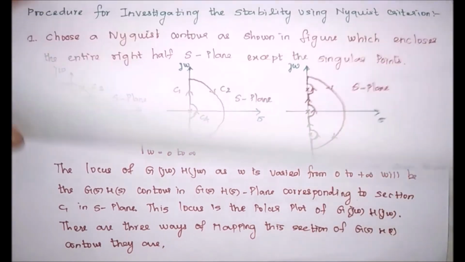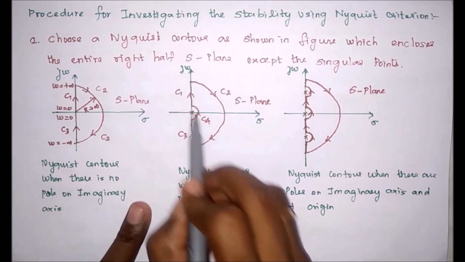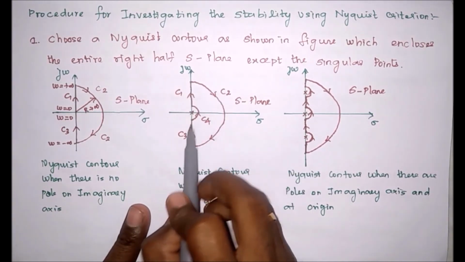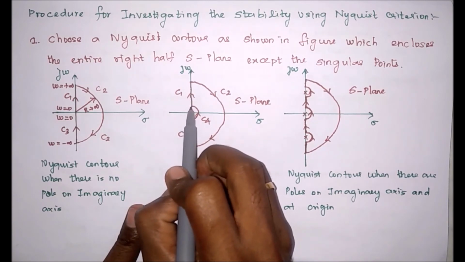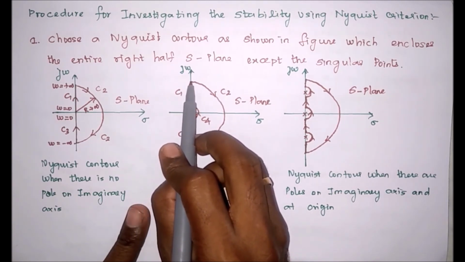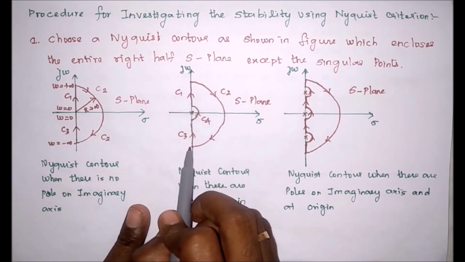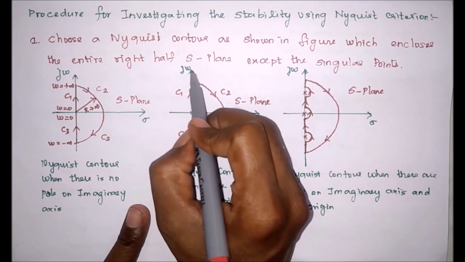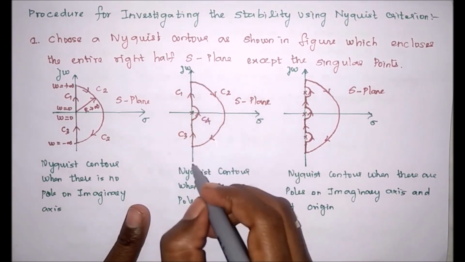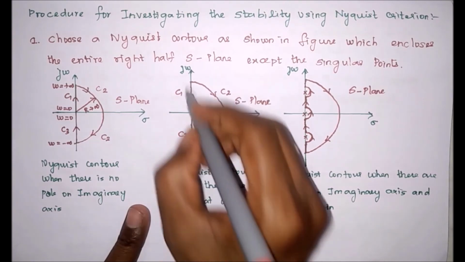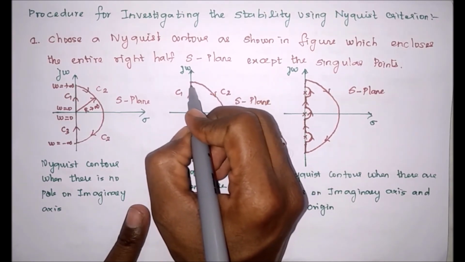Actually, we see this is C1, C2, C3, C4. This is the path from 0 to infinity. This is the path from infinity to infinity, which means the radius is infinity, but the angle goes from plus pi by 2 to minus pi by 2, that is plus 90 to minus 90 degrees. So we can have 4 parts.